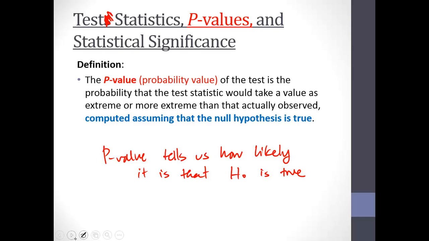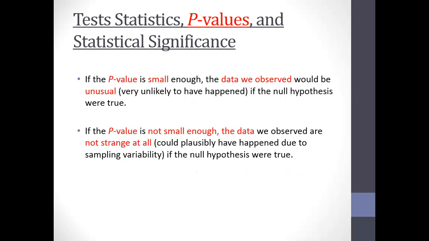All right, so that's test statistic and p-value. A little bit more with the p-value. Thinking about how likely it is that the null hypothesis is true, if the p-value is really small, then the data we observed would be very unusual. The p-value is calculated assuming the null hypothesis is true, so a really small value means the data we observed would be very unusual. On the other hand, if the p-value is not very small, then the data we observed is not that surprising, and we say that it could plausibly have happened due to sampling variability if the null hypothesis were true.